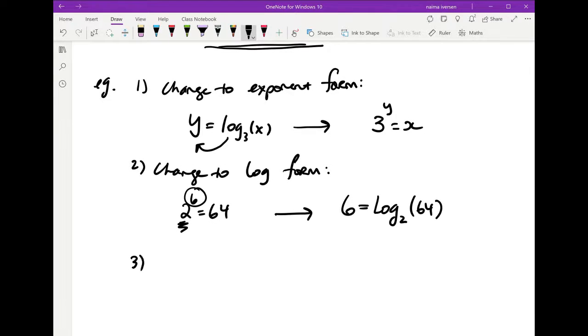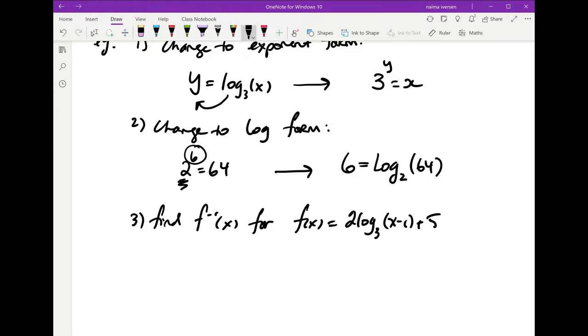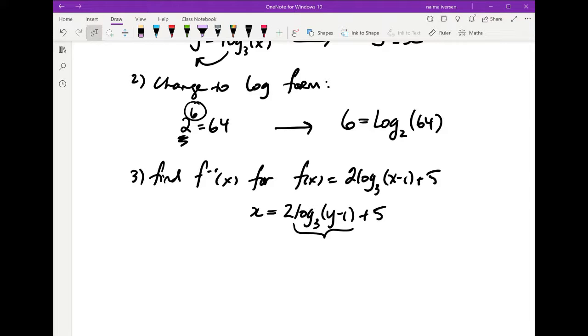By doing this, we can actually find the inverse equation for functions. So for example, if I had f of x is equal to 2 log base 3 of x minus 1, plus 5 or something like this, let's find the inverse. So I'm going to switch everything. So x turns to y and y turns to x. So 2 log base 3 of y minus 1, and then plus 5. I'm going to isolate the log. So in all of these types of questions, you want to isolate the log or the exponent.